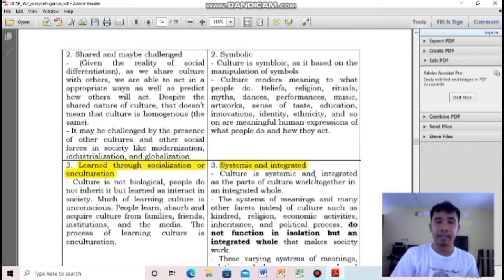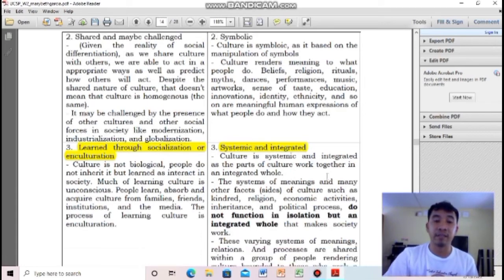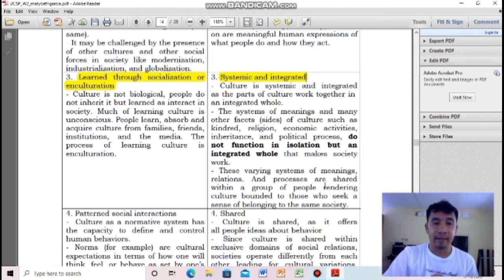Next is it's systemic and integrated. Culture is systemic and integrated as the parts of culture work together in an integrated whole. There are things that we say should function hand in hand or must go along. They do not function in isolation but as an integrated whole. The system of meanings and many other facets of culture such as religion, economic activities, inheritance, and political process do work together. It's not in isolation but in an integrative manner.